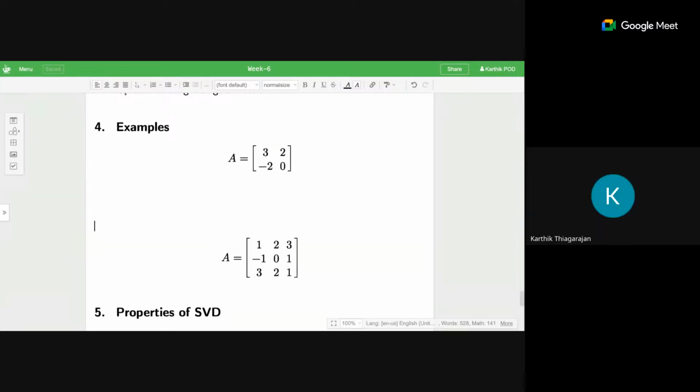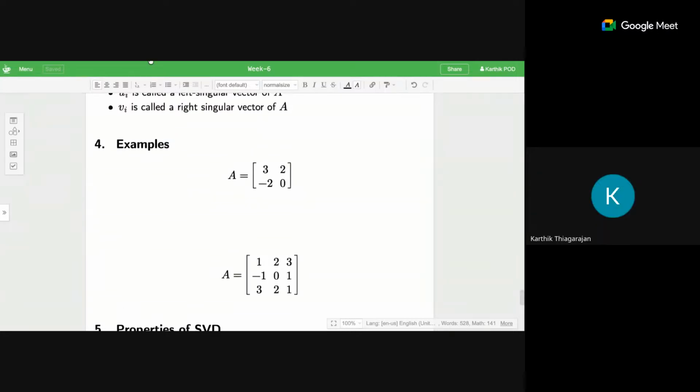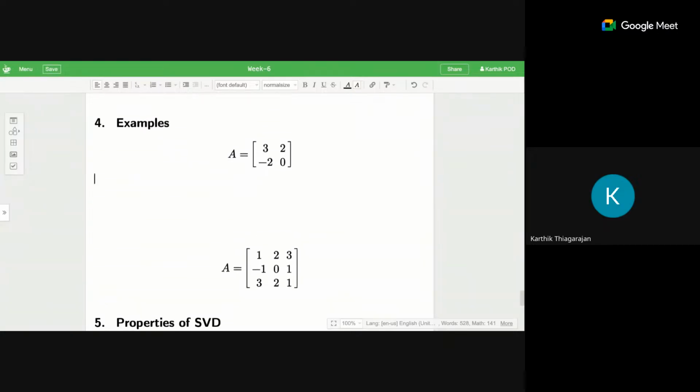Okay, so shall we start with the examples? Okay, thank you. So we'll start now. I request some of you at least to do the calculation. I will also be doing that, but I won't know where I'm going wrong, so it will be a great help if you can have some pen and paper with you and do the calculations on the side.